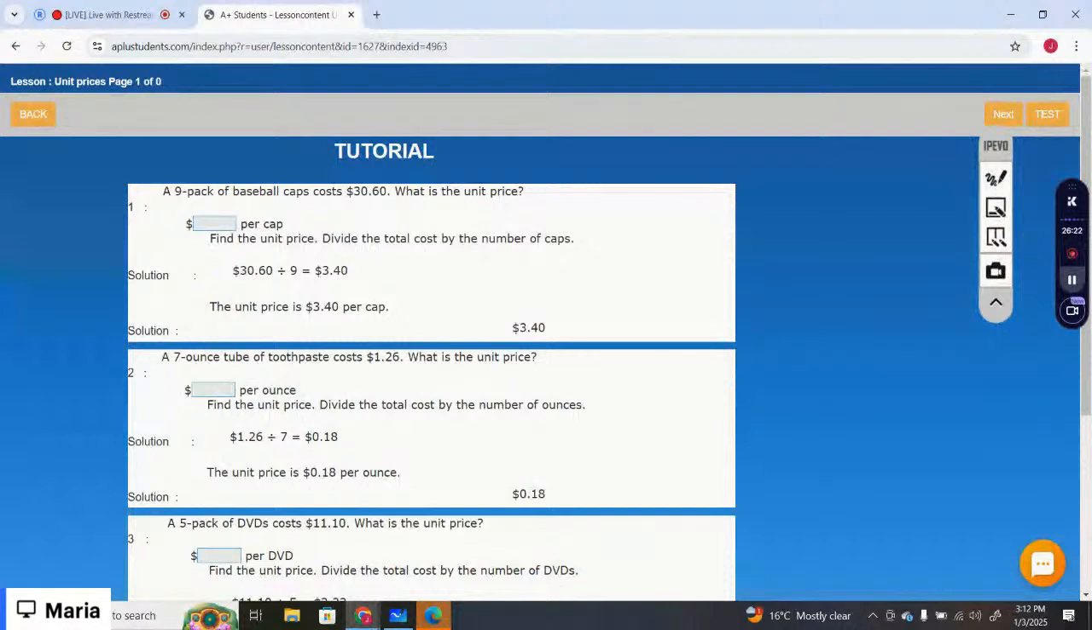A 9 pack of baseball caps costs $30.60. What is the unit price? So you need to calculate the unit price. Unit price means you need to calculate the price of one thing. That $30.60 is the cost of 9 caps. So you need to divide 30.60 by 9 to calculate the value of one item. So 30.60 divided by 9 is $3.40. The correct option is $3.40.